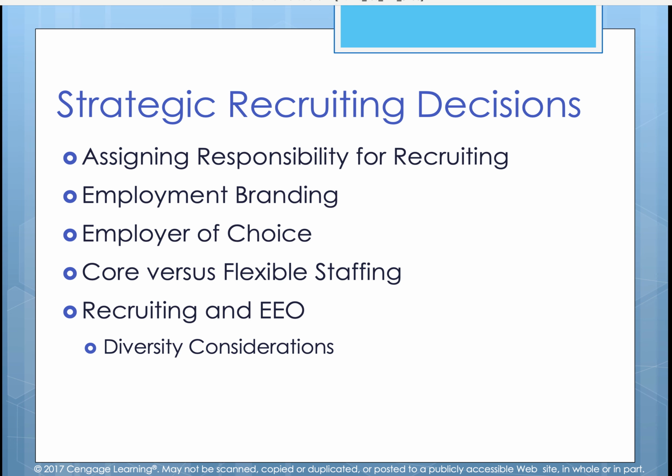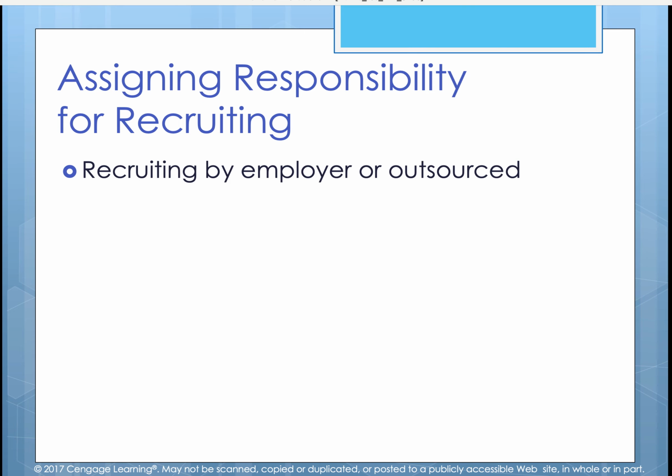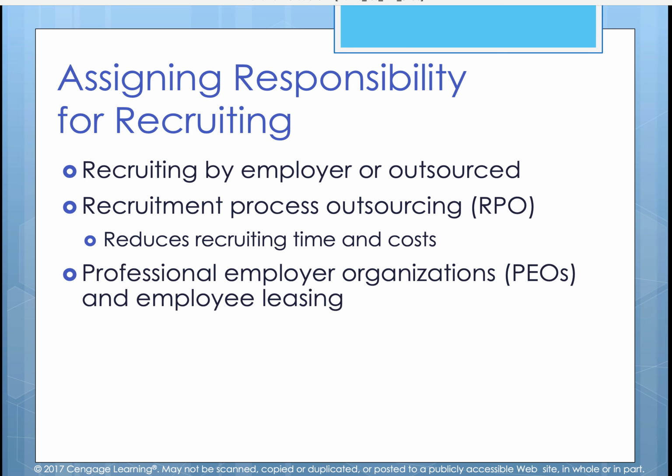And we're going to look at the diversity considerations that come into play. And so when we look at responsibility, do we recruit internally within our company? Do we have our own HR team, or do we outsource this to a third party, to another company that specializes in recruiting, or do we use some kind of agency of sorts? RPO is the recruitment process outsourcing. It can help reduce our time and cost that are associated with recruiting.